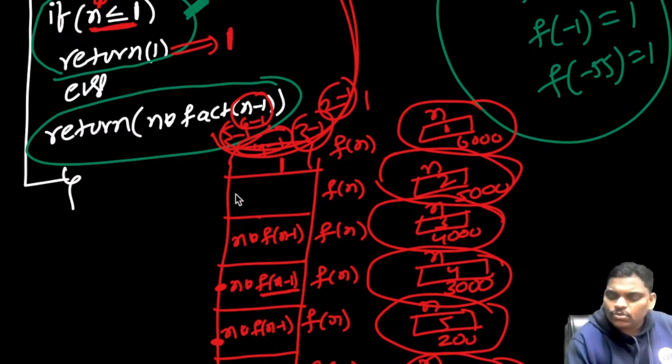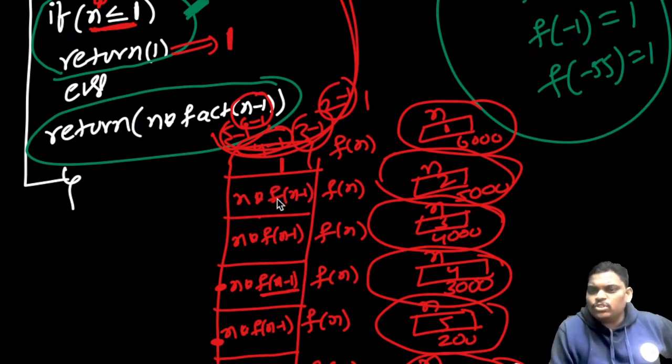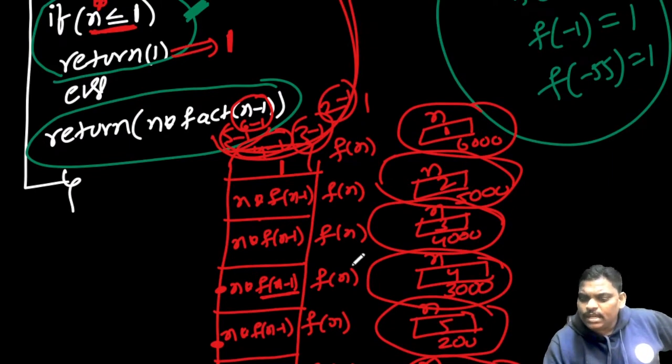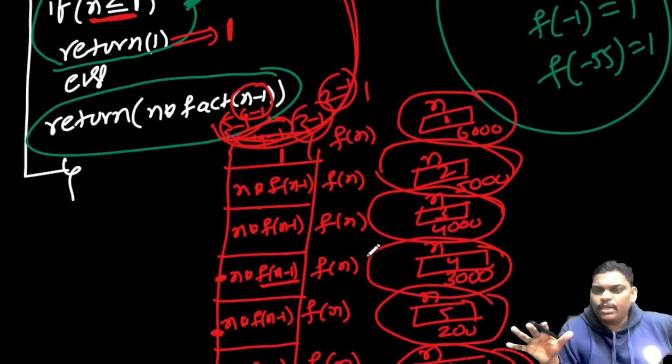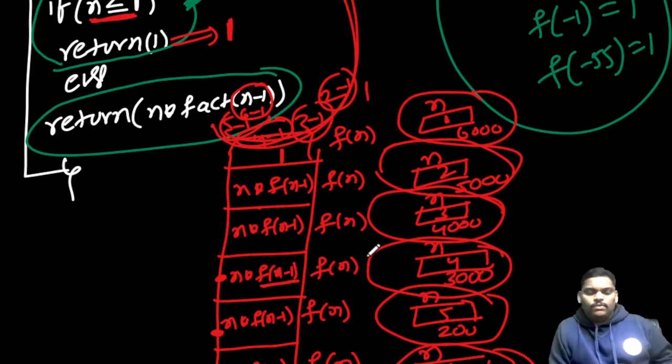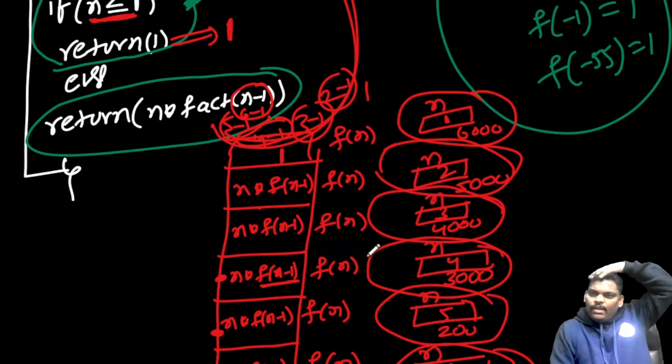He will return 1. So this code is n into f of n minus 1. Now carefully observe. Whoever is watching this class, please help me. In the stack, where are you now? On the top?